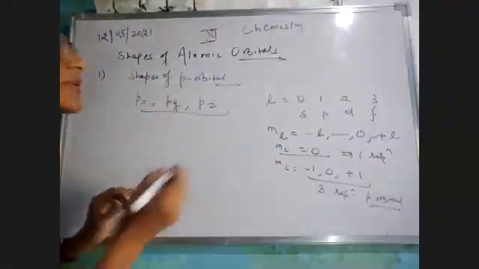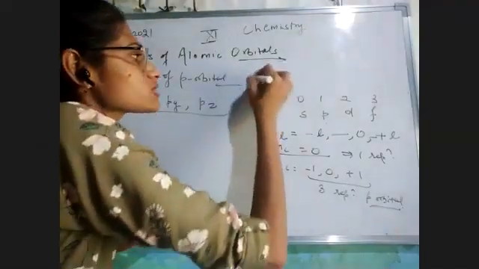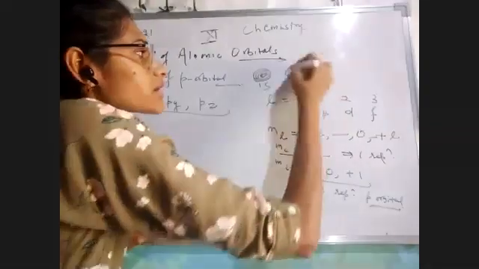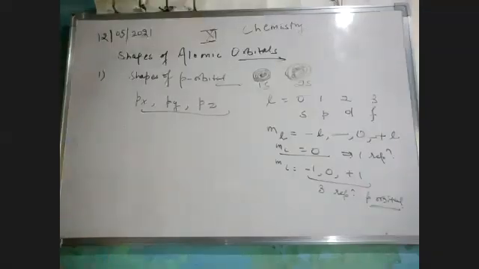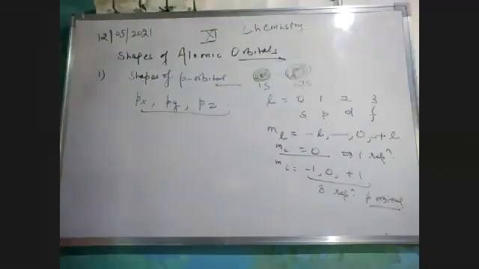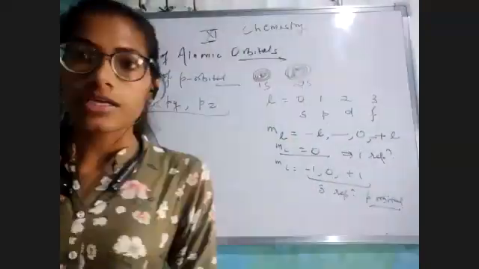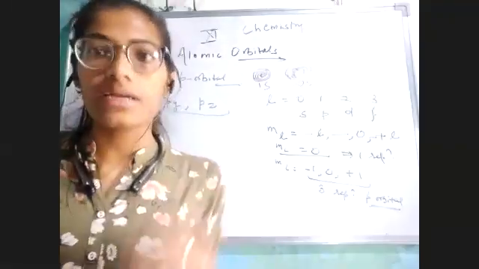The s orbitals were only spherical in nature. Suppose this is our 1s, this is our 2s, because yes, it is bigger in size. But the p orbitals are 3 dimensional in nature. First point, and second important point, they are not spherical in nature.